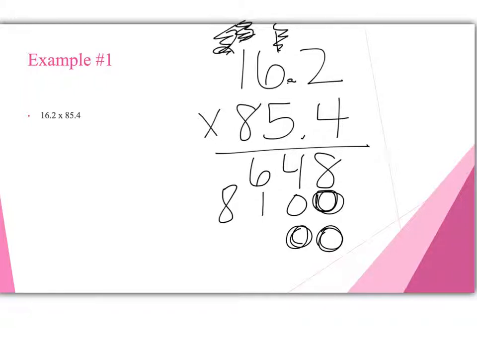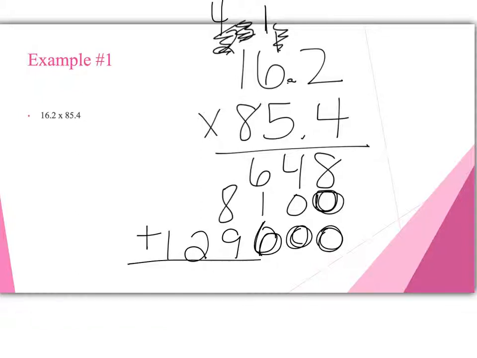So 2 zeros. 8 times 2 is 16. Carry that 1. 8 times 6 is 48 plus the 1 is 49. 8 times 1 is 8 plus 4 is 12. So we're going to go ahead and add that straight down.